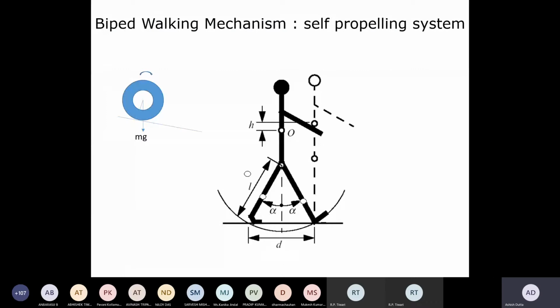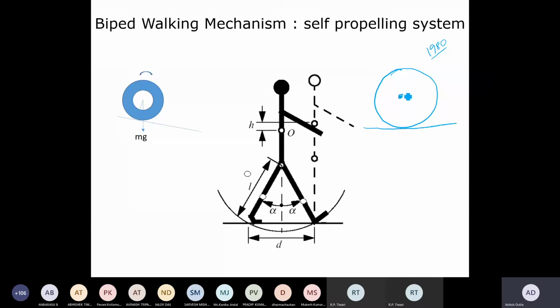Now, how do passive systems work? The earliest bipeds which were studied, in the 1980s and that time, were all passive bipeds. And how does it work? If you look at how a wheel rotates down, we have a wheel, I'm drawing a wheel here, and the wheel is resting on a flat surface. Now, it will not move. Why will it not move?